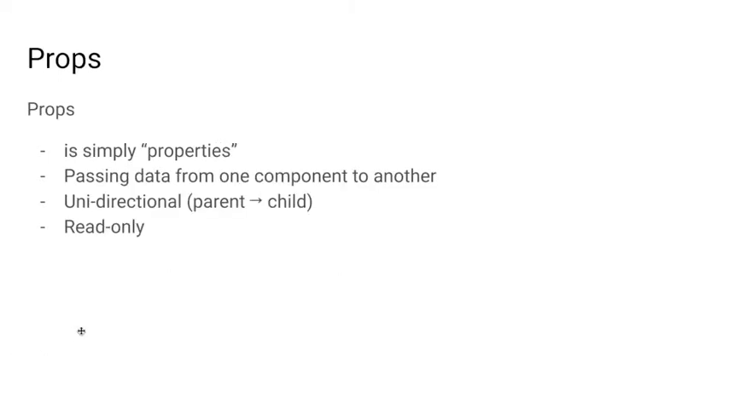And the second concept is props. Props simply stands for properties. We can pass on values from one component to another, for example, states. And these values are received as props. Props can only be passed in a unidirectional way from parent to a child component. And the values are read-only, so if you need to make modifications, you will need to declare another variable.